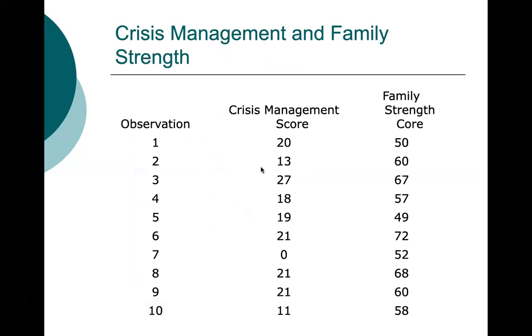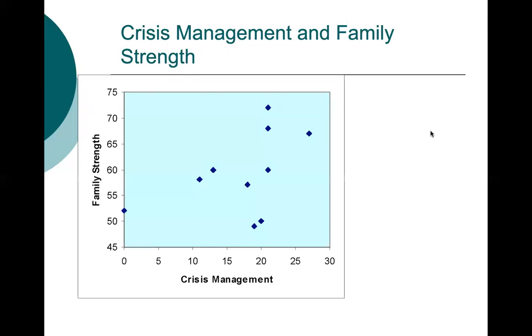Let's look at an example. So this is data taken from families. They were given a crisis, and they were given a score on how they could manage that crisis. And then they were also given a series of questions and tests to come up with a family strength score. And so here is a graph of that data.